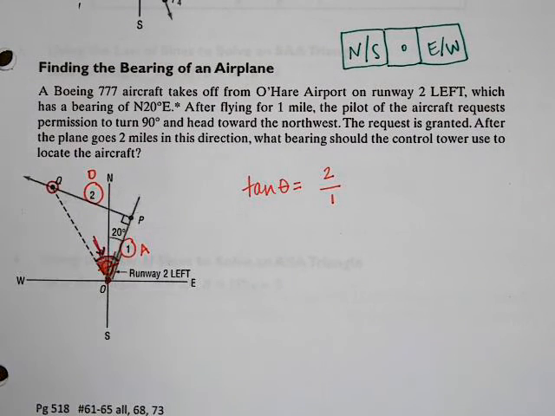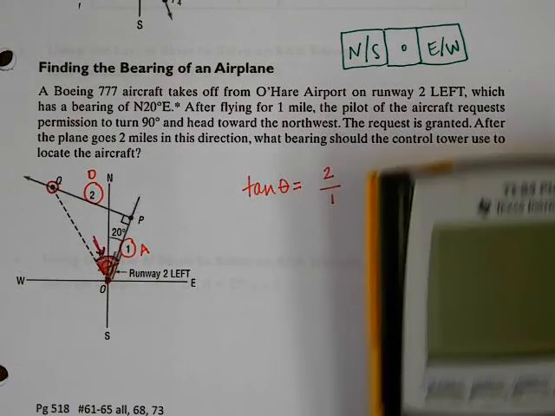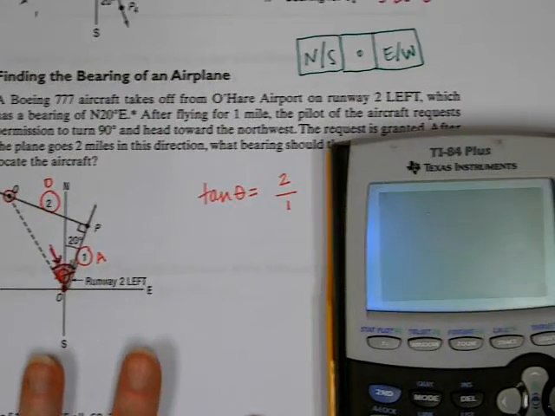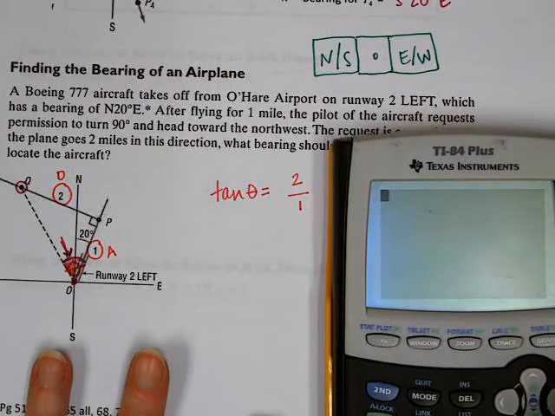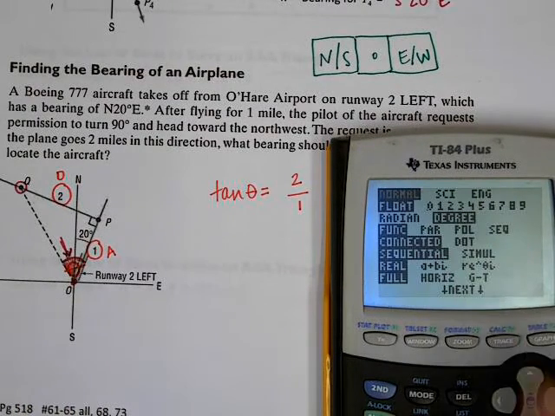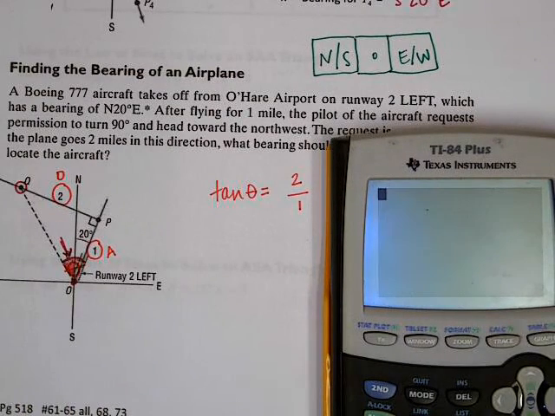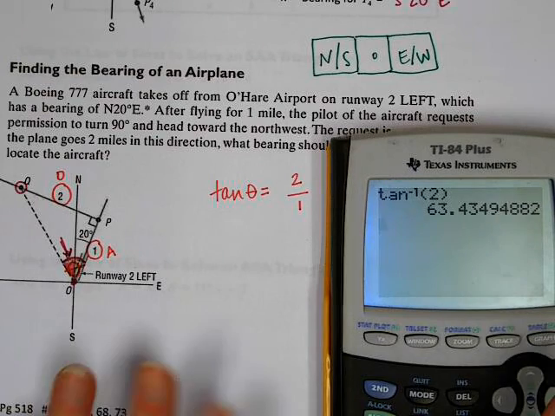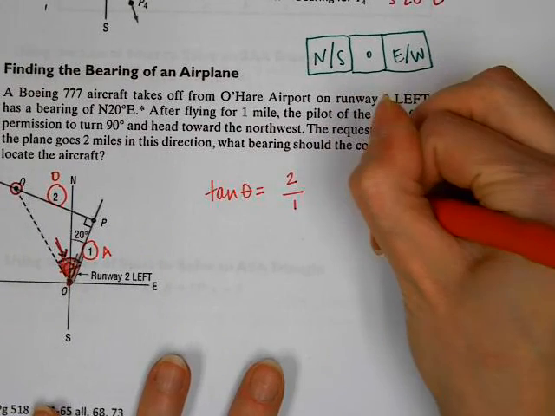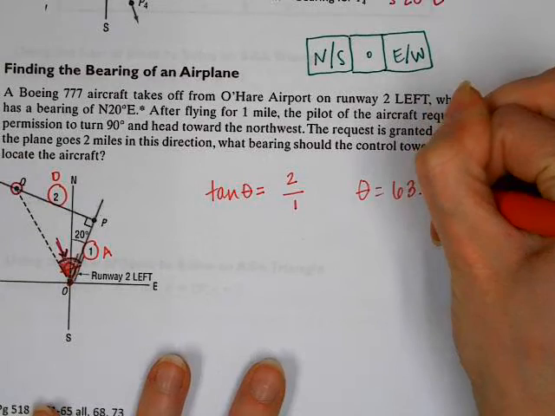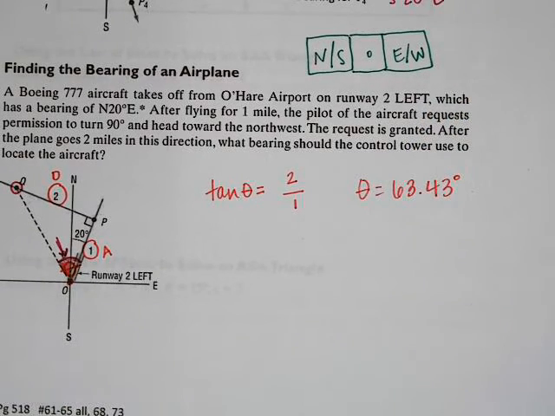And then you guys know whenever you're finding an angle, we use inverse trig, but make sure your mode is in degrees because this problem is in degrees. Okay, so mode, check that you're in degrees, good. And then let's do inverse tan of 2. And that's going to be about 63.43 degrees. Okay, so theta is 63.43 degrees.